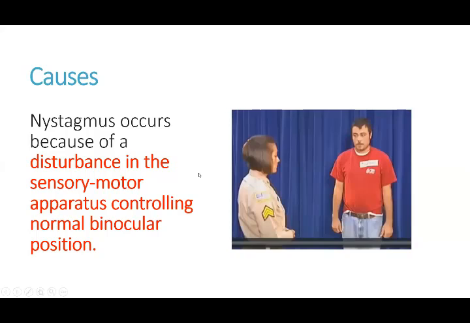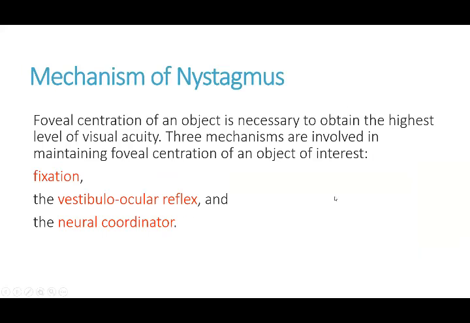So this was nystagmus. Now, what is the mechanism of nystagmus? Foveal concentration of an object is necessary to obtain the highest level of visual acuity. You have to fixate on an object for best visual acuity. Three mechanisms are involved in maintaining foveal centration of an object: fixation, vestibulo-ocular reflex, and neural coordination.